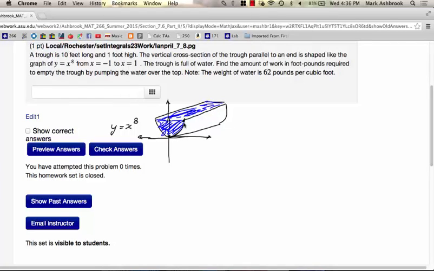So we're interested in getting all this water out of the trough. What is going to be our element for which we're able to calculate a little bit of work? It'd be a horizontal wafer, right? A horizontal slice will be rectangular. I'll do it in red. So it'll be something like this.